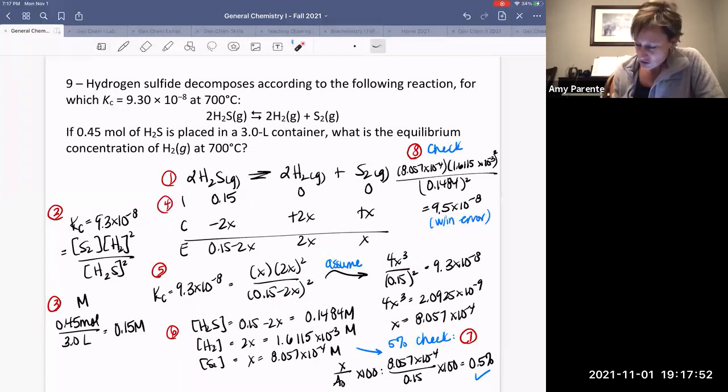It's not uncommon for students to miss that square that's there, so they forget that square. Or sometimes when they're combining these terms, they may get something incorrect there. Okay, and then once we have this equal to our Kc value, then we're going to solve for x and get x, without rounding yet, as 8.057 times 10 to the minus fourth.